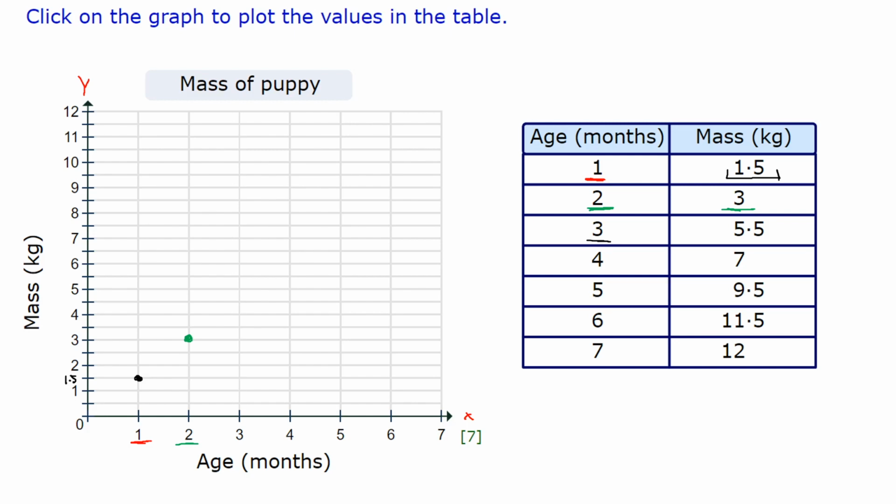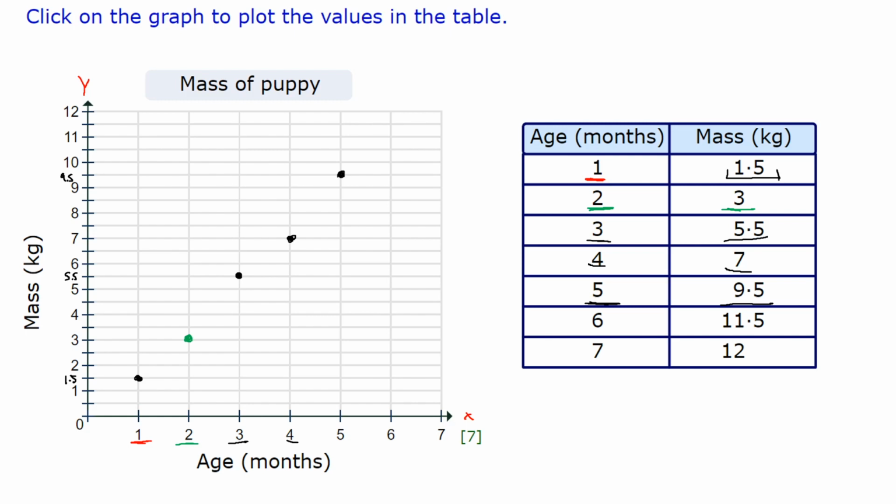For 3, which is here, you can see it's 5.5, which is here. And we can see that that's where our points will be plotted, okay? The next line will be at 4, 7, so at 4, 7 is here, so let's plot it at 4. Next is 5, 9.5, 9.5 is there. So let's put it next to 6, which is there. No, at 5, excuse me.